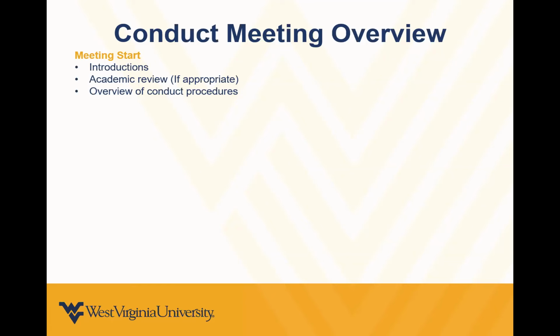Next, we will do an academic review if it's appropriate. Prior to the meeting, we will check the student's academic record. If the student has poor grades, we will discuss the reason and also discuss academic resources. After the academic review, we will do an overview of the conduct meeting and see if the student has any questions before we begin reviewing the case.